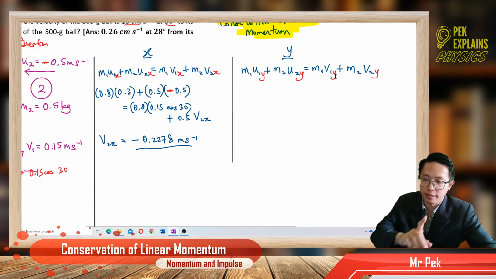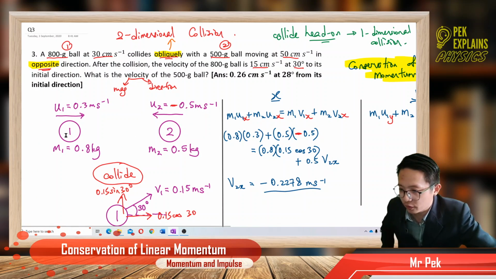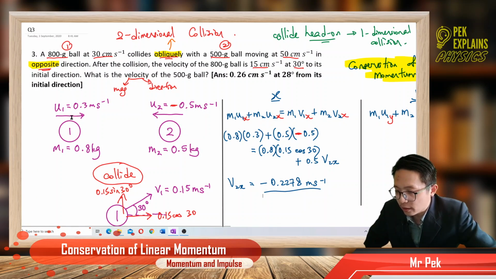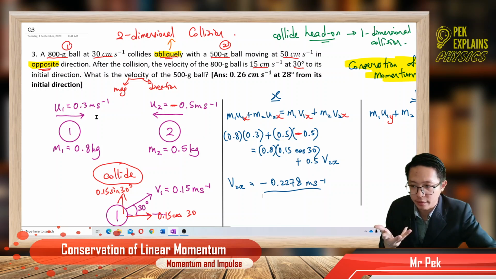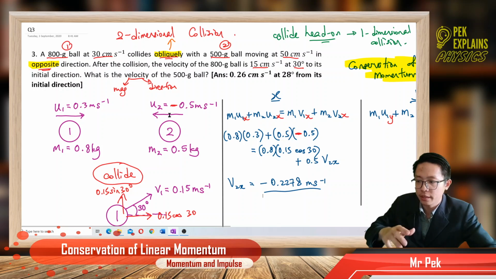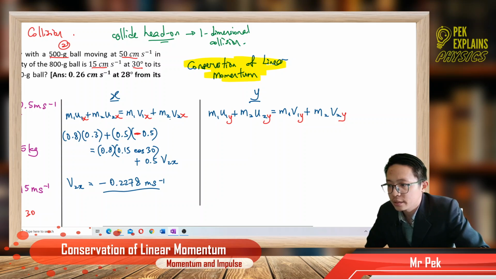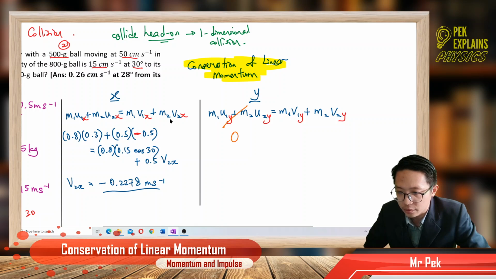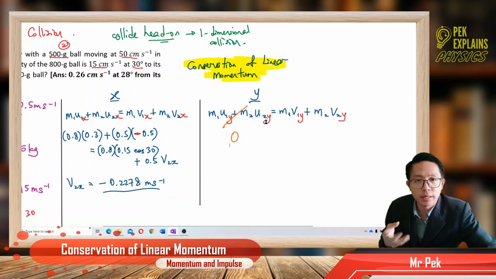Now, check the y component. Before collision, is there any y component for velocity? No, all this velocity is only in the x component. So no y component, the velocity in the y component is 0. So we can say momentum in the y component is 0, because U1y and U2y are all 0. So multiply, also get 0.